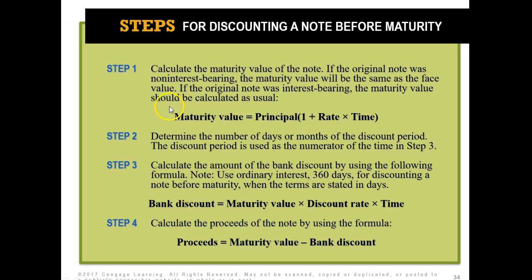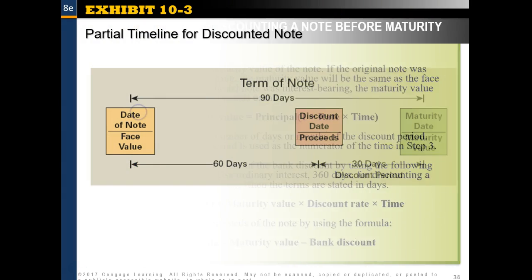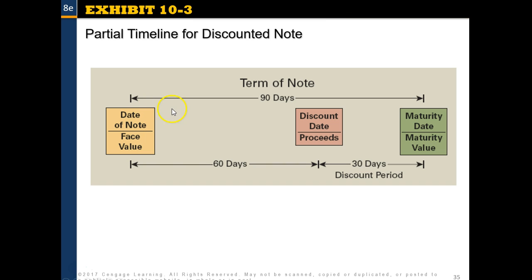So here are the steps if we want to discount a note before maturity. That means before you've reached the end of the loan terms. So here's kind of a timeline. So that you've got the date of the note, that's the face value, the starting point. And say you wanted to do a discount note 60 days in, it's 30 days before the maturity date.